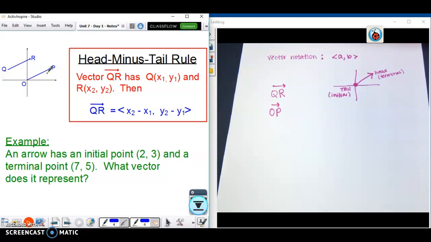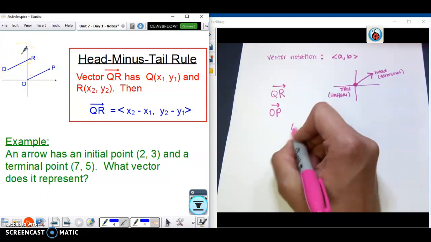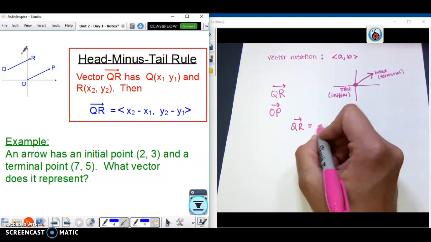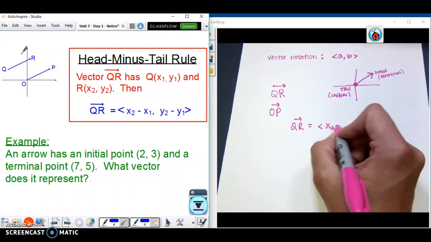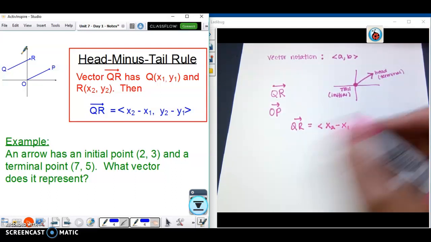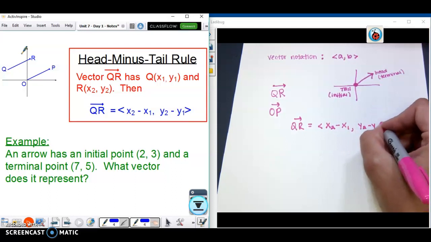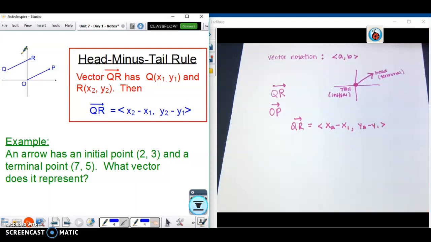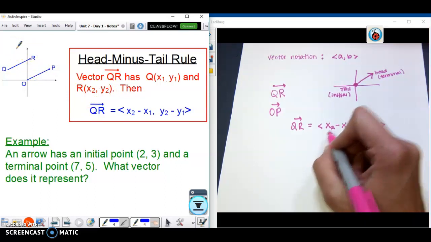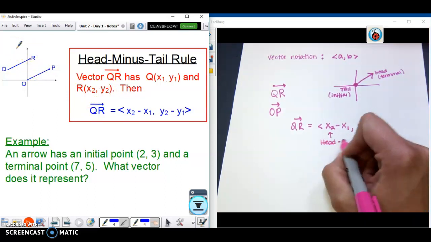In order to actually find what this vector is, you will have two ordered pairs for where Q is and where R is located. And the formula they use to find a vector is going to be your x value minus your x value, so x2 minus x1, and then your y2 minus y1. Now, the important thing is the y2 and the x2, if we're looking at R here, those come from the head. That's why it's called the head minus tail. So when we're looking at x2, it's the head minus the tail.